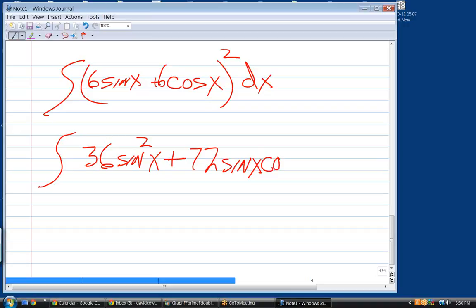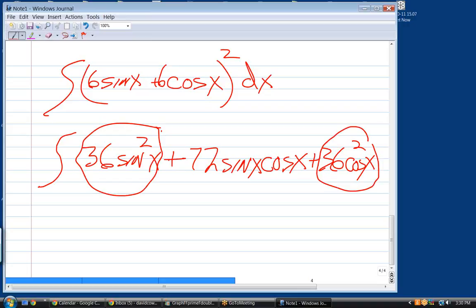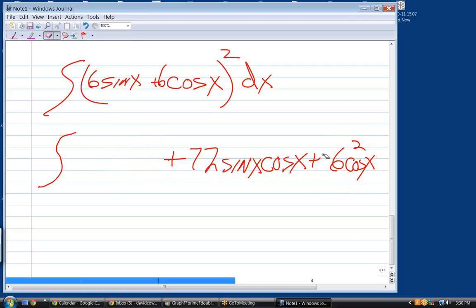Interesting thing I'm discovering is not going to be that interesting. This added to this is equal to 36, because sine squared plus cosine squared. I can factor 36 out, and yeah, sine squared plus cosine squared is equal to 1. Okay. So I'm going to replace all of that and this with the number 36.